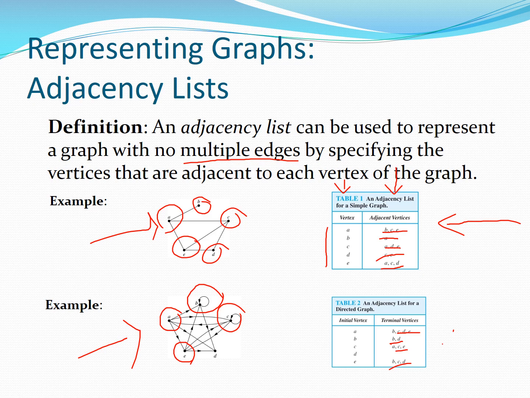Now what about D? If you look at D, D only has incoming edges towards it. There are no outgoing edges from D. So the adjacency list for D is basically blank. It does not contain any vertices listed alongside. So that's the difference between how to list the adjacent vertices of a given vertex in the case of an undirected graph as shown in example 1 and a directed graph as shown in example 2.